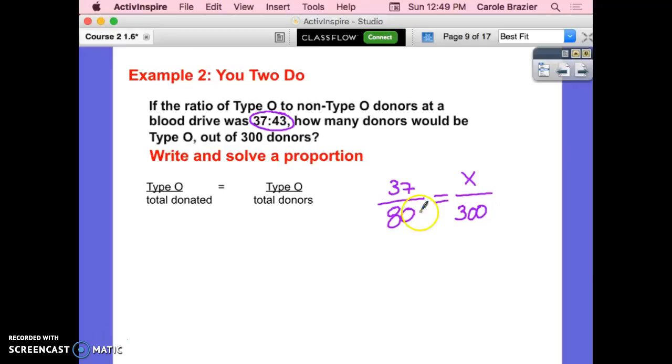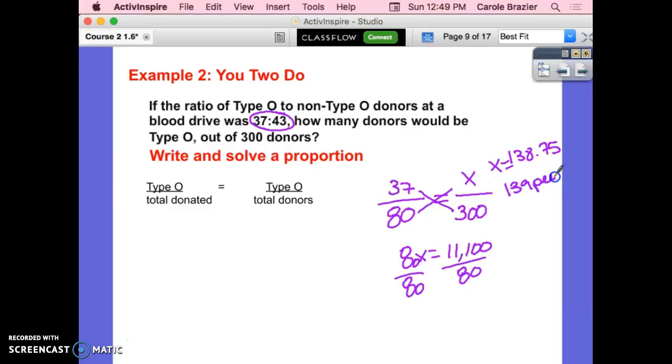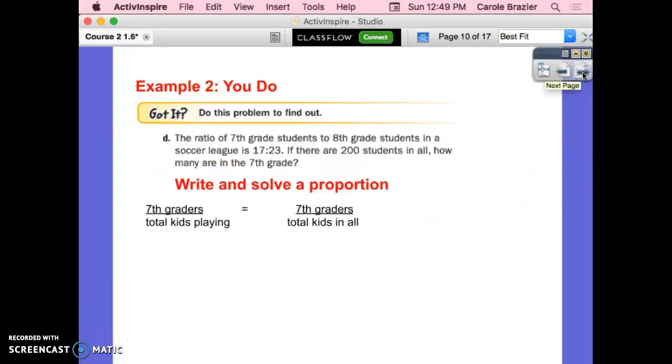Welcome back. When you cross multiplied, you should have had 80x is equal to 11,100. You divide it by 80. And when you divide it by 80, x gives you about 138.75. Well, I can't have 3/4 of a person. So it's about 139 people. So make sure that your answer makes sense, because if I'm talking about people, I don't want 3/4 of a person.